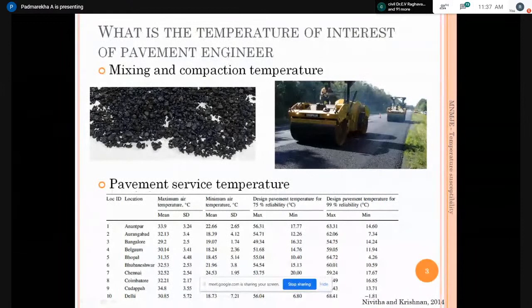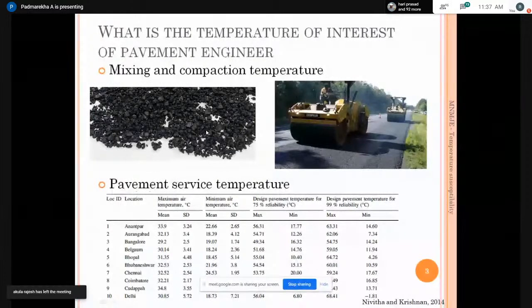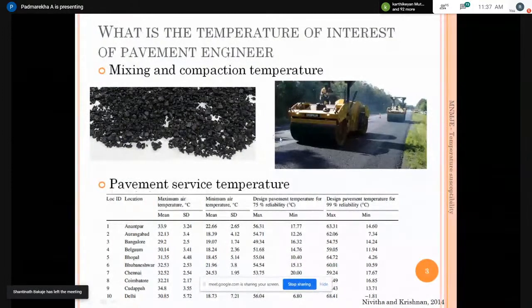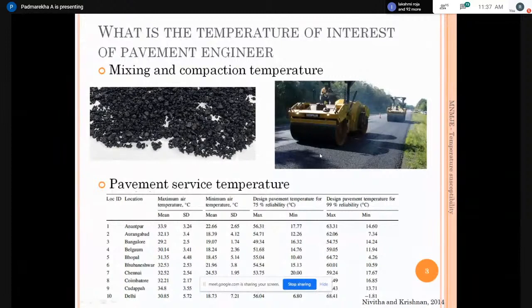We generally do this in a mixing plant at a very high temperature, maybe near 160 degrees Celsius. If it is a modified binder, it is still higher than 160 degrees Celsius. So the temperature during the mixing process will be around 160 degrees Celsius. Once you carry the mix from the mixing plant to the site and compact it, the temperature of the mixture automatically reduces, from 160 degrees maybe all the way to 120 or as low as 85-90 degrees Celsius during compaction. So the temperature reduces from 160 to 80 degrees Celsius during compaction. This is what happens to the material temperature during the mixing and compaction process.